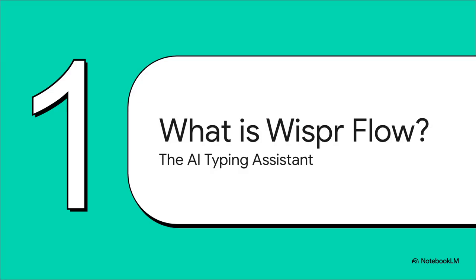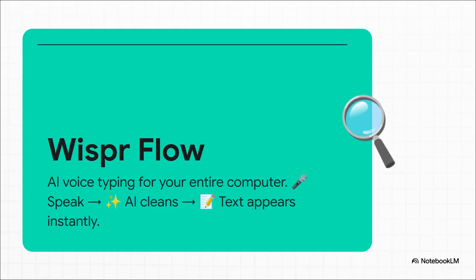All right, so first things first, let's get down to the basics. What in the world is Wispr Flow? The simplest way to think about it is like having your own personal AI typing assistant, one that works across your entire computer. The concept is actually incredibly simple, and that's what makes it so powerful. You just talk. The AI instantly cleans up what you said, fixing grammar, understanding the context, and boom, the text just appears right where your cursor is. It's like a direct connection from your thoughts straight to the screen.